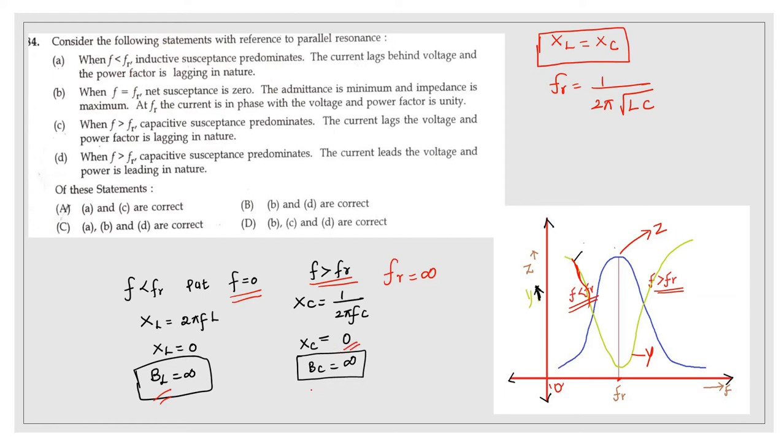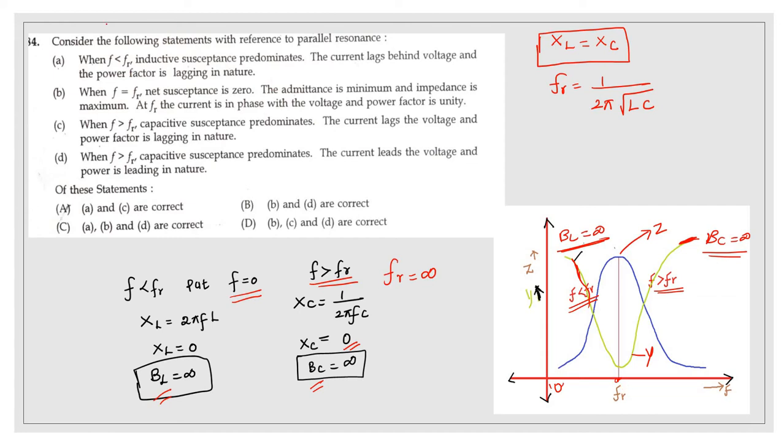So what about the capacitive susceptance BC? 1 by 0 is infinity. So capacitive susceptance is infinity here. So BC is infinity, and here BL is infinity. So when F is less than FR, inductive susceptance predominates, and when F is greater than FR, capacitive susceptance predominates. And when F is equal to FR, both susceptances are 0. Net susceptance equals 0.